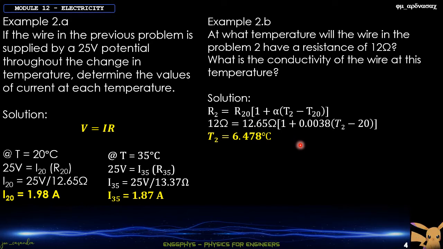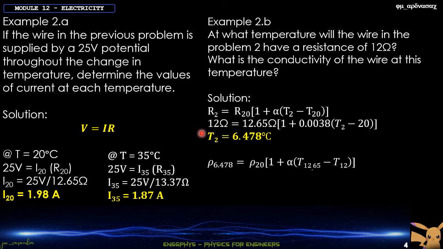Okay? And then, for the next question, we want to solve for the conductivity. As we have discussed, the conductivity of a material is equal to the reciprocal of the resistivity. We do not know the resistivity of the material at 12 ohms or at 6.478 degrees Celsius. So therefore, we have to solve first for rho at 6.478 degrees. And to solve this, we'll also use the same equation. Ang pagkakaiba lang is instead of using your resistance, we'll be using your resistivities.